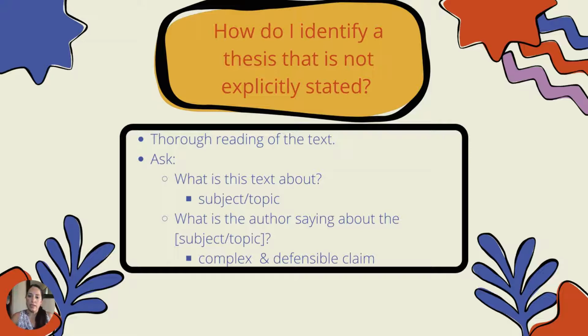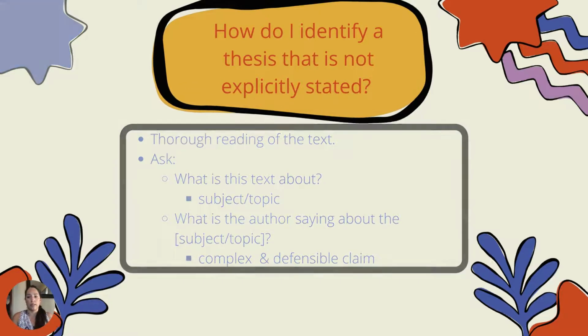So we need to be able to identify and describe the overarching thesis of an argument. However, how do we do this when it is not always explicitly stated? Well, it requires a thorough reading of the text, an examination of the author's evidence and reasoning. This will help you answer the question, what is this text about? And what is the author saying about this subject or topic? Your response should be complex and a defensible claim.